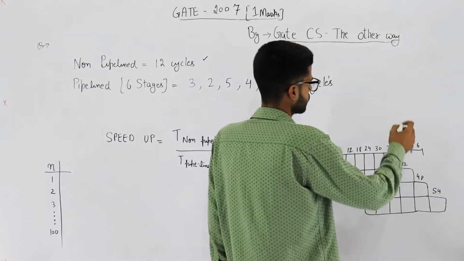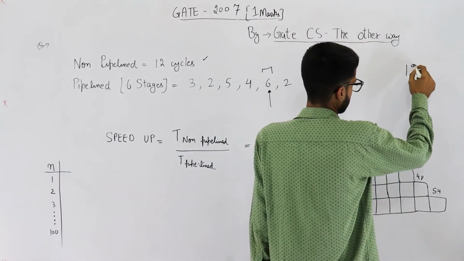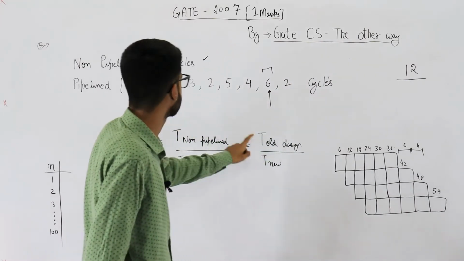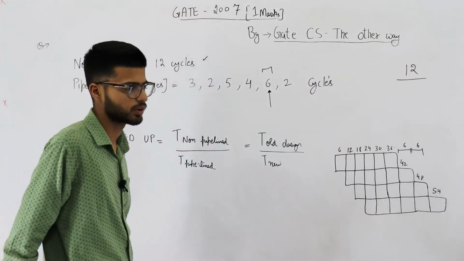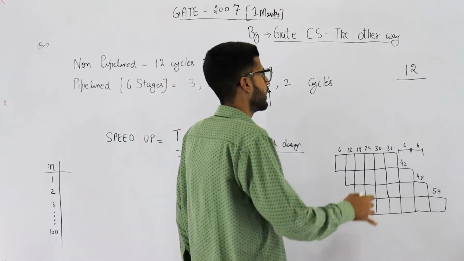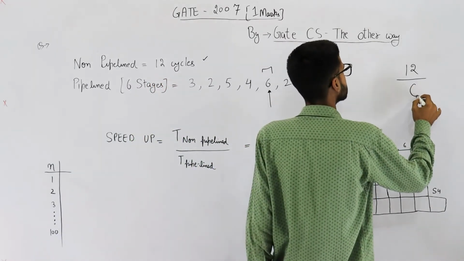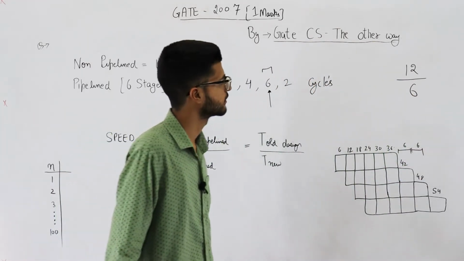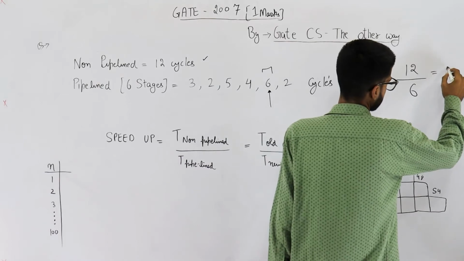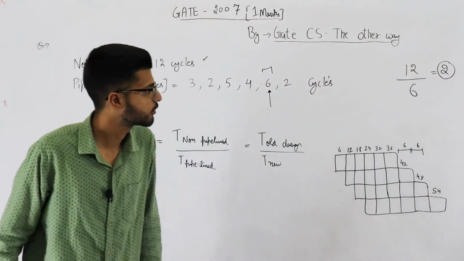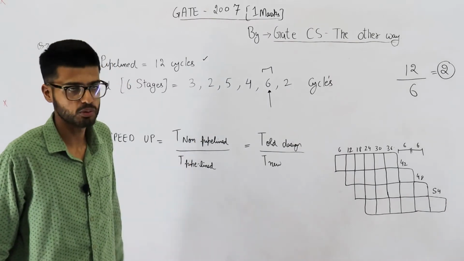Or you can even consider it as time taken by old design upon time taken by improved design. Now, you see, the old design or the non-pipelined version took 12 cycles per instruction, and the new one is taking 6 cycles per instruction. That's it. The speedup achieved is 2. This is the answer and question is done. It was so simple a question.